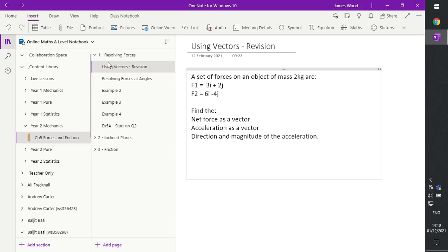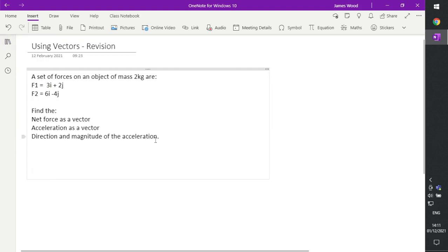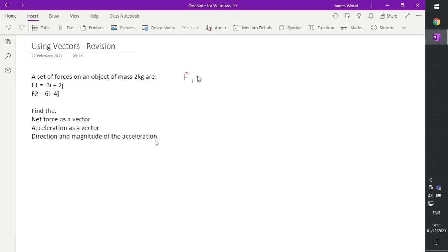In this chapter, we're going to look at some more on forces, following on from what we did in the year one content on forces and mechanics. I wanted to start off just by recapping using vectors to represent forces. So here we've got two different forces, F1 is 3i plus 2j. We might write this in a column vector like this, so (3, 2) newtons.